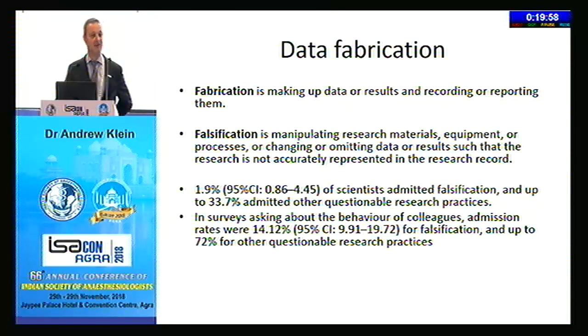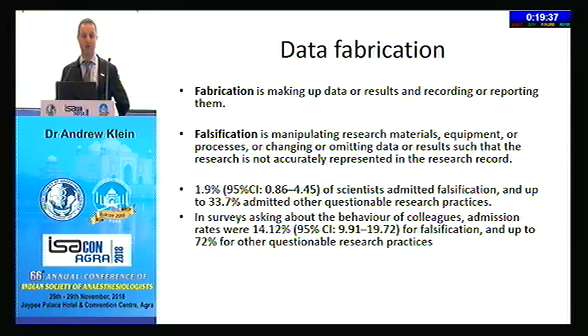So for example, if you think that the laryngeal mask worked 80% of the time, you change the data so it worked 99% of the time. So that's falsification. So fabrication is making it up, and falsification is where you change things. So a lot of people do this. It's incredible. And we're finding out a lot of people.